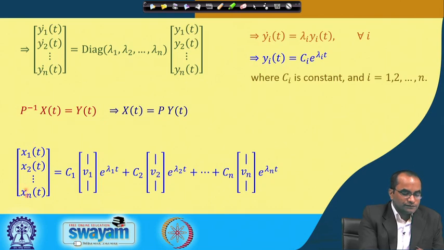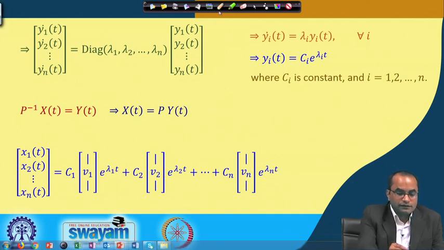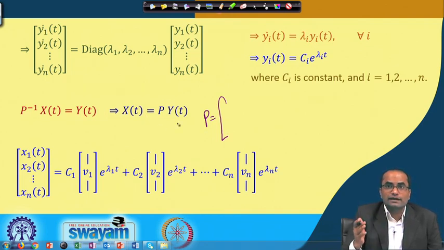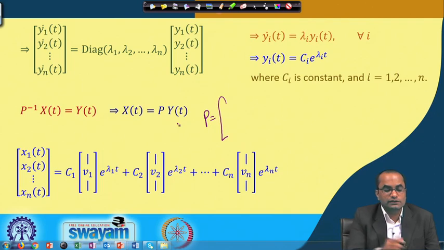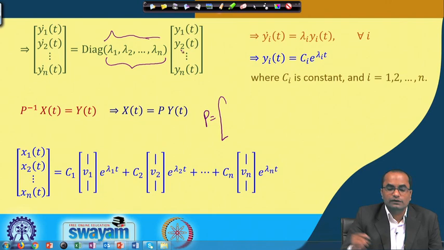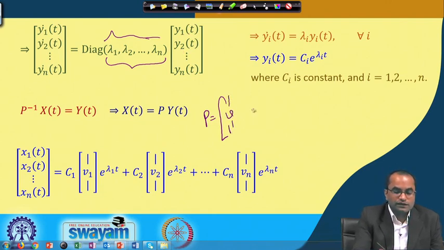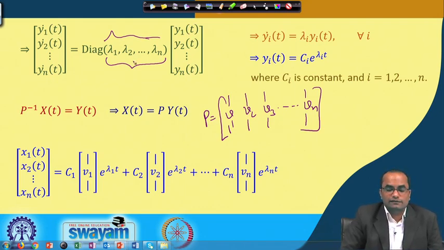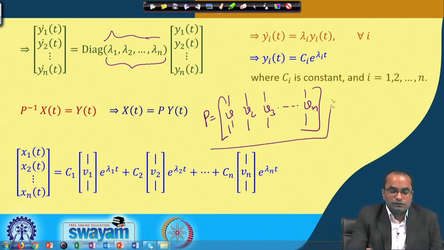So, this x was having these n components x1, x2, x3, xn. Here this is P. The matrix P here is having the eigenvectors as its columns, right. So, here the D was the diagonal matrix whose entries were lambda 1, lambda 2, lambda n, and here we will get the corresponding eigenvectors v1, v2, v3 and so on, and then v n. So, these are the corresponding eigenvectors of these eigenvalues lambda. So, this was the modal matrix here.